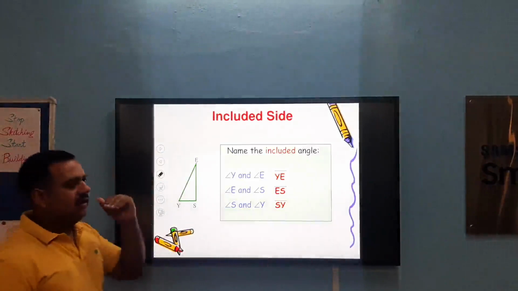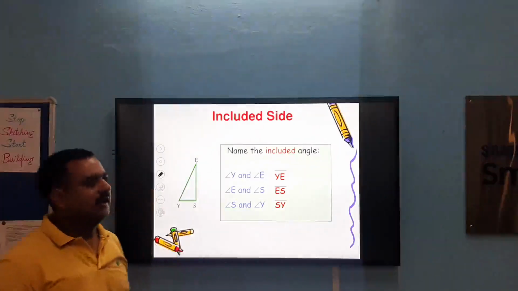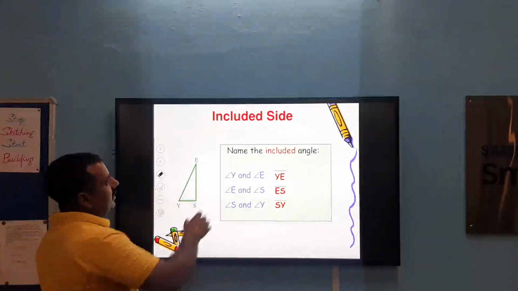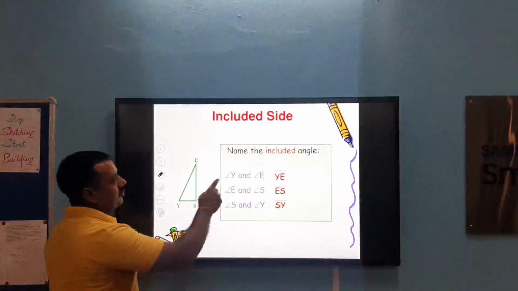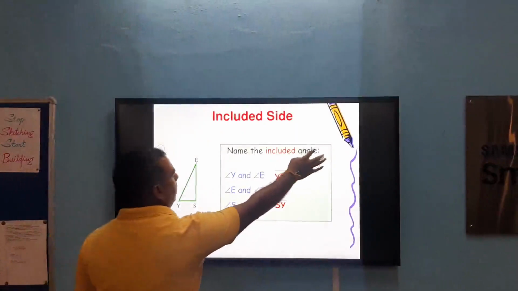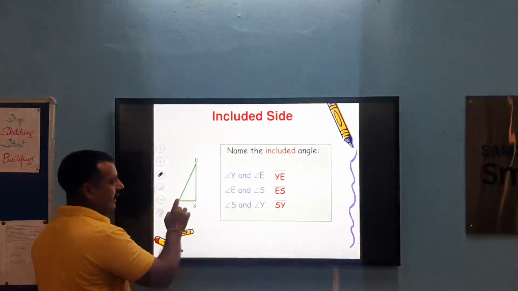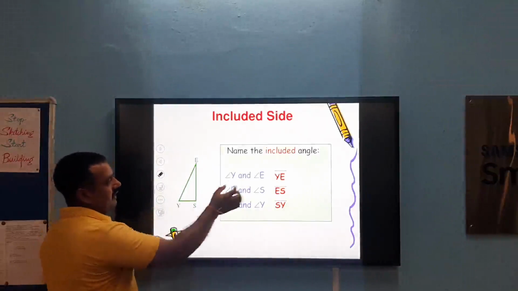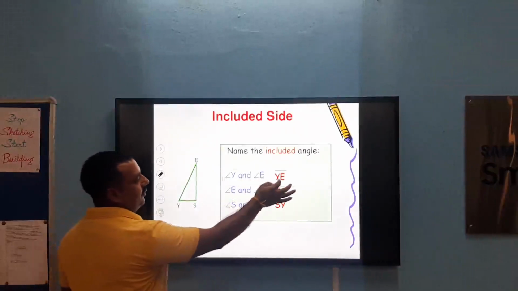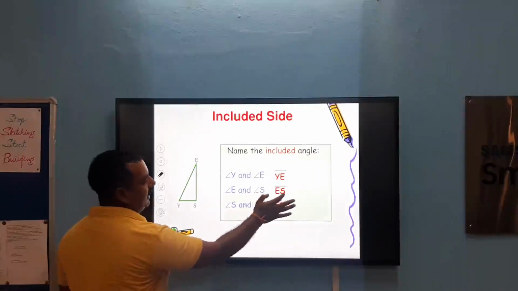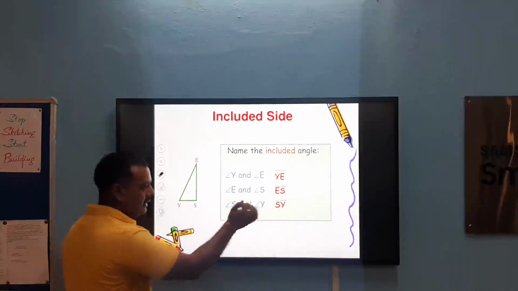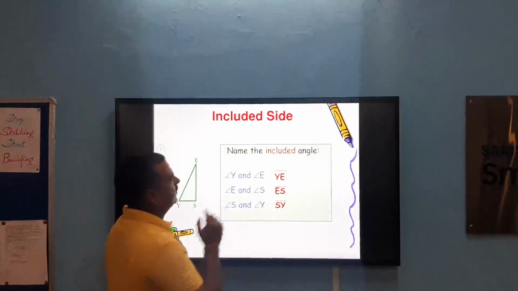Now we can again learn this concept in another way, like that. How can we name the included side? If we take angle Y and angle E, then the side is YE. If we take angle E and angle S, then the side is ES. If we take angle S and angle Y, then the side is SY.